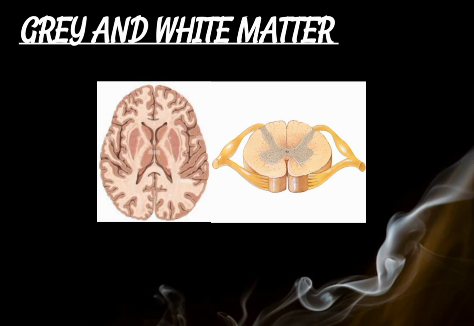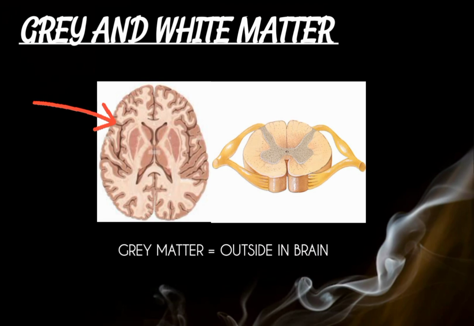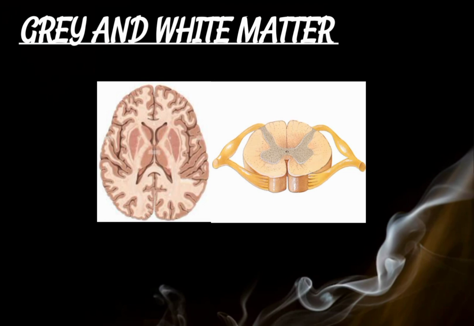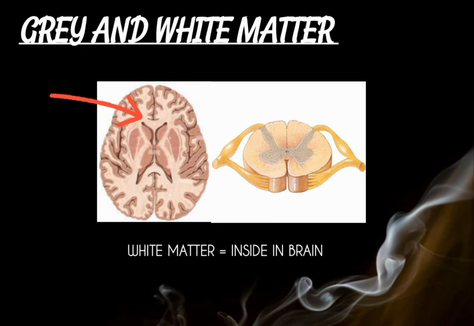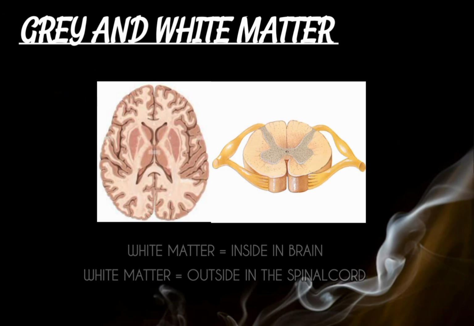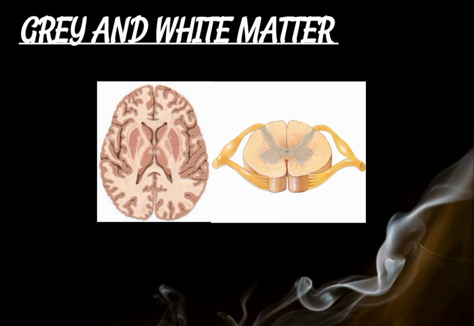Here they are. Now you guys can easily distinguish that the gray matter is present outside in the brain while it is present inside in the spinal cord. And if we talk about the white matter, the white matter is present inside in the brain while it is present outside in the spinal cord. There's no need to get confused between what is present inside in the brain and what is present inside in the spinal cord.